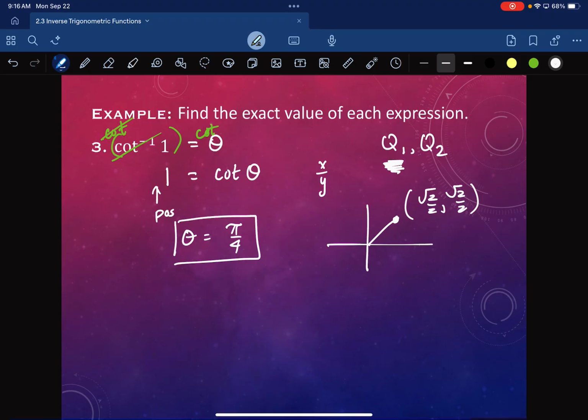Yep, you're just finding the exact value, which is finding the angle measure. So anytime you're asked to find an inverse trig function, you're being asked to find the angle measure that gives you that value for that trig function. That's what you're being asked to do.